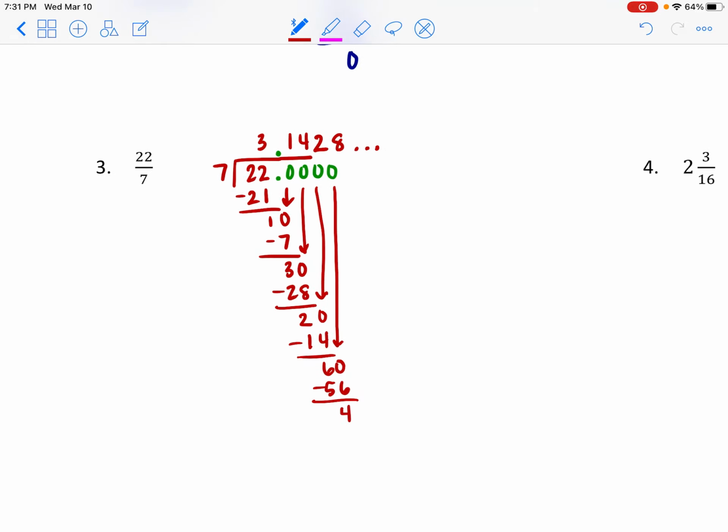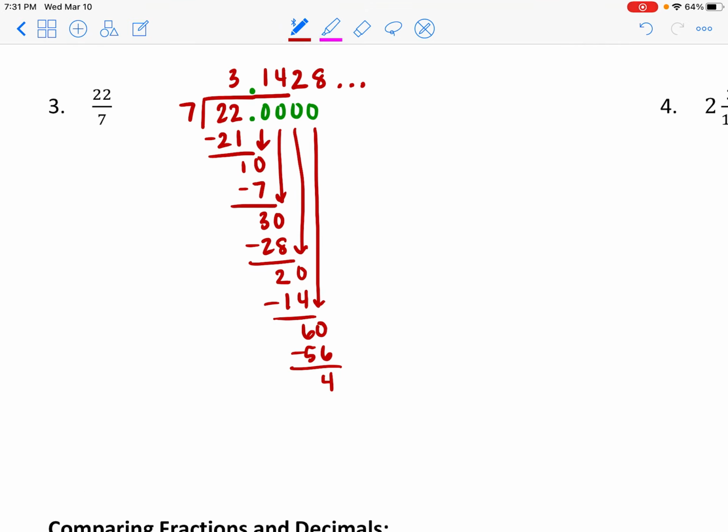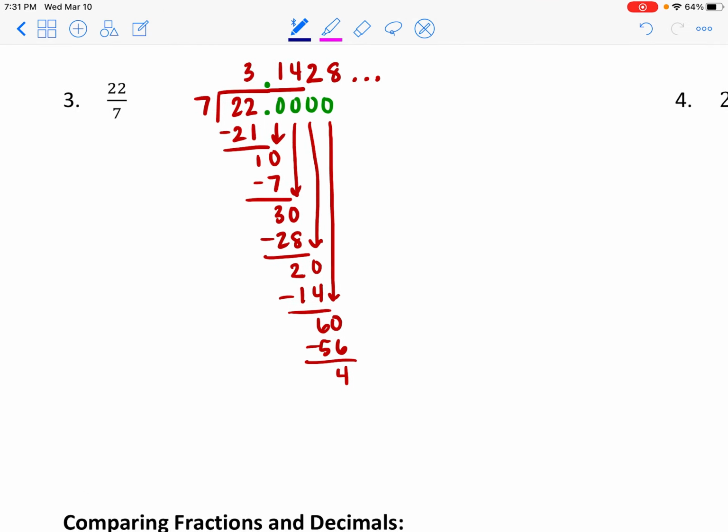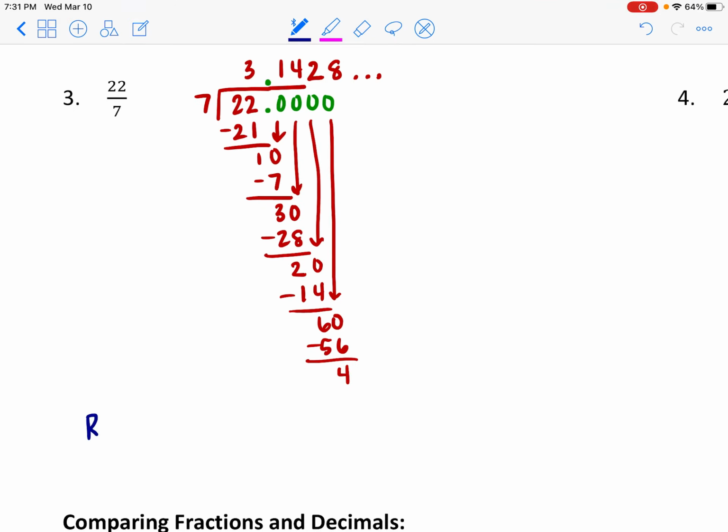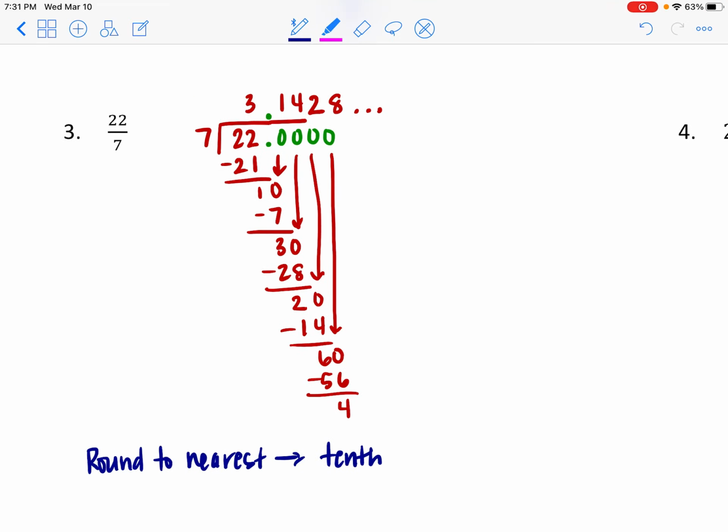So where do we stop this? Well, it would depend on the situation. So if I asked you to approximate a decimal for 22 over 7 and I said round to the nearest 10th, the 10th place is here. After it is a 4, which means that the 1 would stay. So rounded to the nearest 10th, we would say it's approximately 3.1.